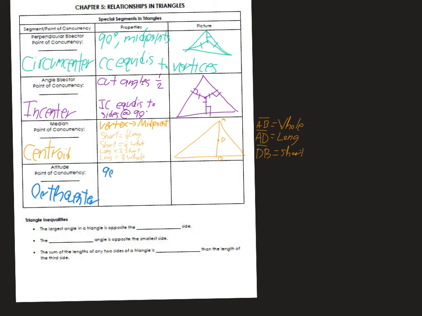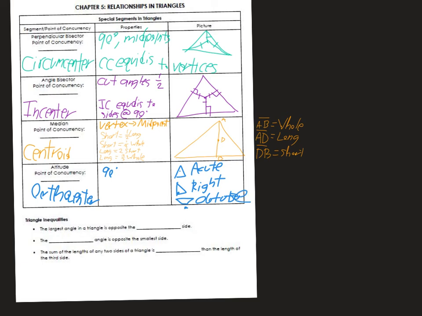Altitudes also make 90-degree angles, but they might not be inside a triangle. What I mean by that is, depending on what kind of triangle we have, the orthocenter might be in different locations. In an acute triangle, the orthocenter is inside. So inside for acute. In a right triangle, the orthocenter is actually going to be on the triangle at the right angle. And in an obtuse triangle, the orthocenter is going to be outside the triangle. Obtuse.